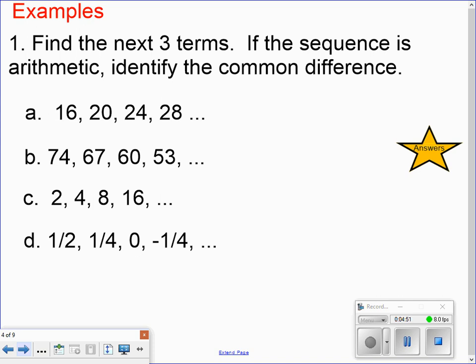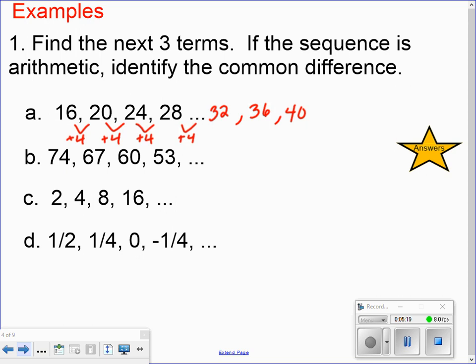And then if it is arithmetic, we're going to identify the common difference. So if we look at this first one, we're looking for our pattern. We can see that our pattern is plus 4, plus 4, plus 4. So the next three terms in the sequence would be 32, and then 36, and then 40. You're adding 4 to get to the next term.